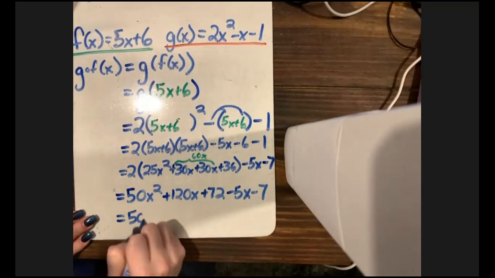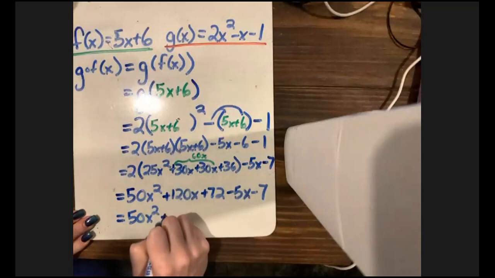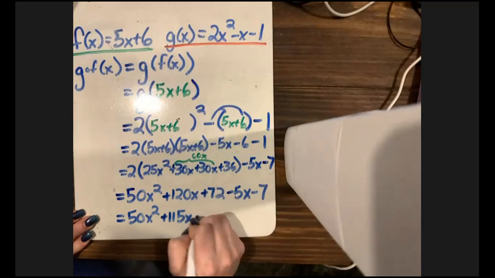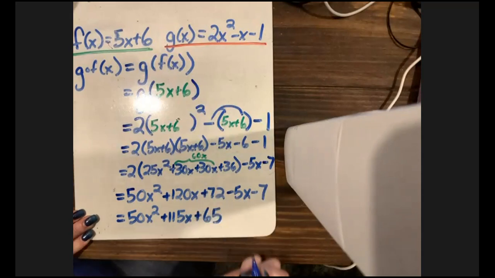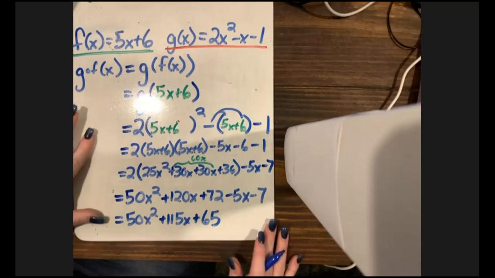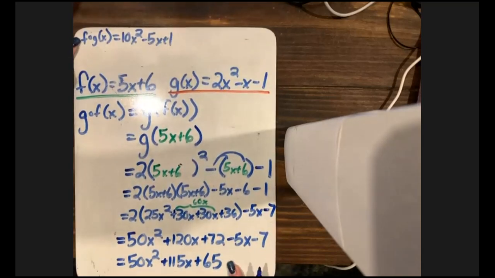And then lastly, it's just doing the last little bit of combining. 120x minus 5x is 115x. 72 and minus 7 is 65. Now, the same way that we did not get the same prices on the car, we had 15,000 and then 15,300, we did not get the same answer when we did this composition the other direction.